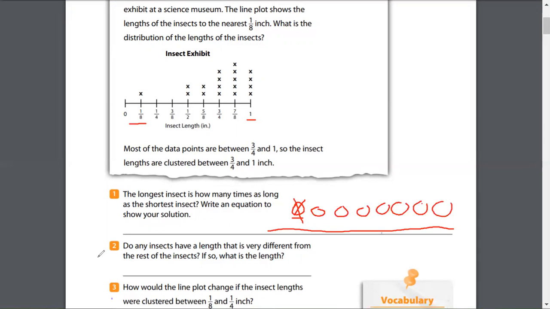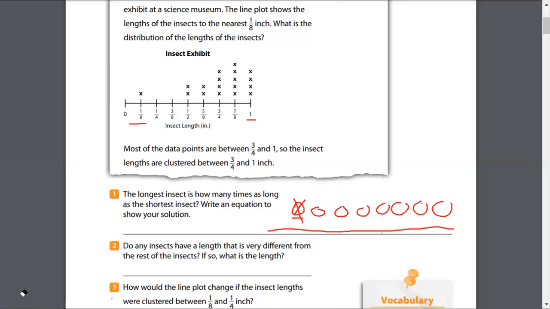Do any insects have a length that is very different from the rest of the insects? If so, what is that length? Now, the answer would be yes, because when you look at the graph, you have 1/8 inch. So that's different from any of the other ones, because at 1/2 you have 2, at 5/8 you have 2, at 3/4 you have 4, and so on. So 1/8 is the only one that has just 1. So your answer would be yes, 1/8 inch.